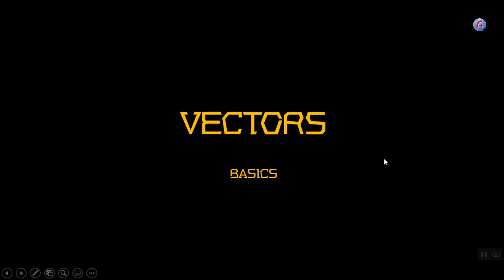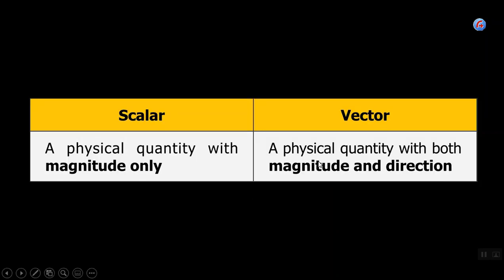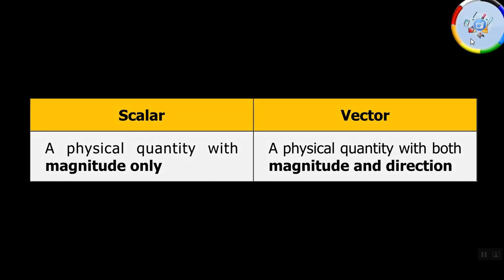So the first thing that we know is that a vector is a quantity with both magnitude and direction. Okay, so very important, it has a magnitude and it has a direction. Whereas a scalar, which is opposite to a vector, has only got a magnitude.